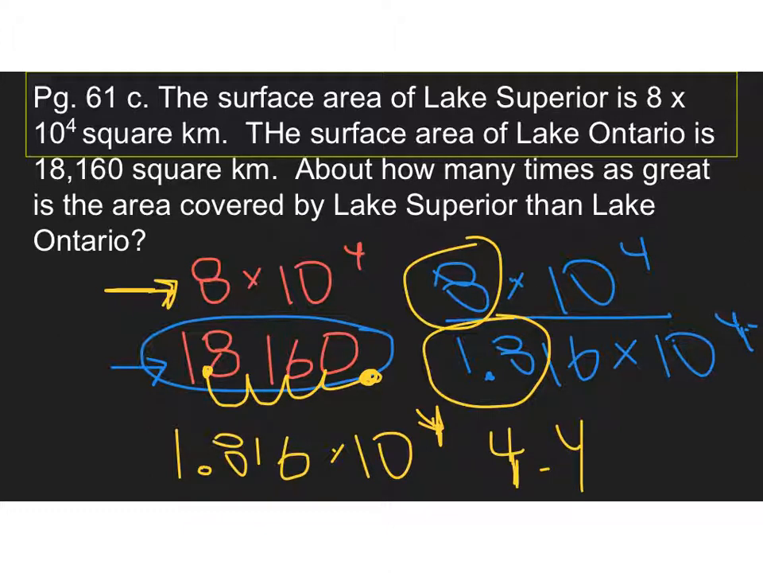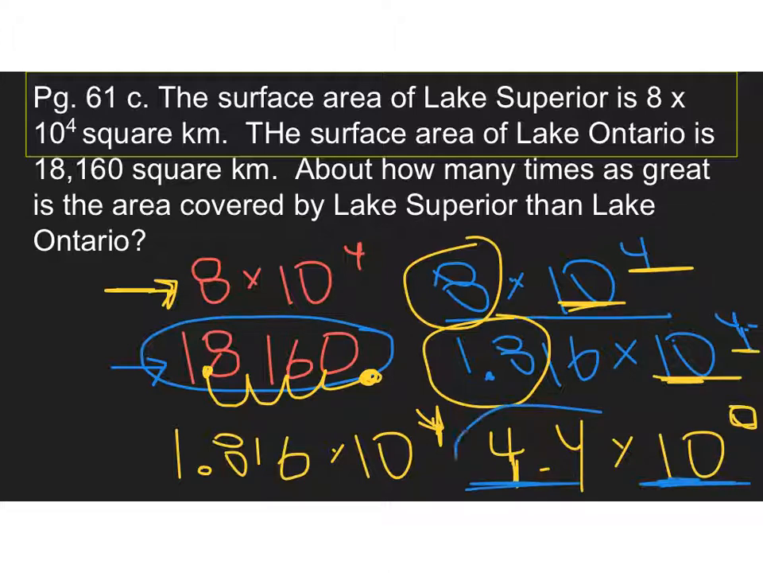Alright, now for our powers of 10, we have the same base, so we're going to subtract our exponents because we're dividing. So that would be 4.4 times 10 to the 0 power, because 4 minus 4 is 0. Now remember that 10 to the 0 power is just 1, so essentially we've got 4.4 times 1, which is the same as 4.4. So I ran out of space here, but I'll just tell you that our answer is that Lake Superior is about 4.4 times greater than Lake Ontario. And we would leave it at that.